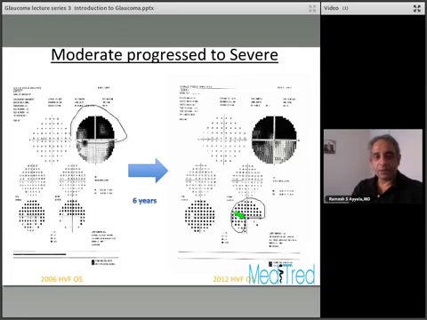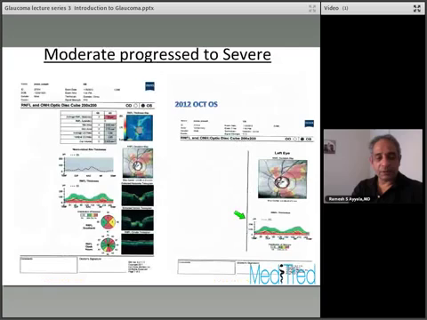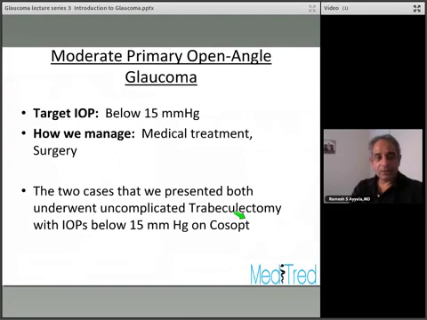In this particular setup, what would you do when the patient is referred to you? Obviously, you want to lower the pressure as low as possible, like in an advanced open-angle glaucoma patient, and that means lowering the pressure close towards 10 millimeters of mercury. So the target in patients with moderate primary open-angle glaucoma is below 15 millimeters of mercury, and it could be achieved either with medical treatment or surgery. The 2 cases that we presented both underwent uncomplicated trabeculectomy with IOPs below 15 on Cosopt.